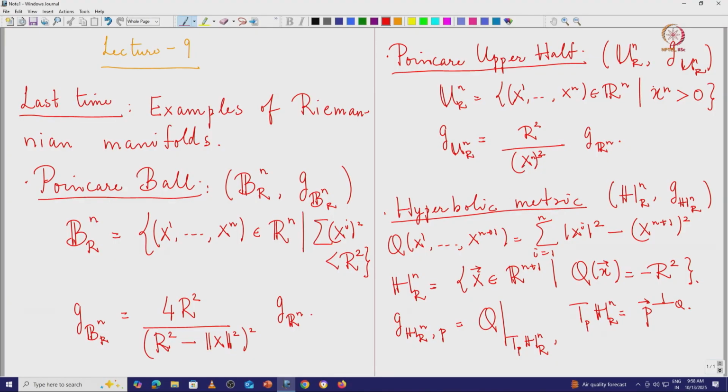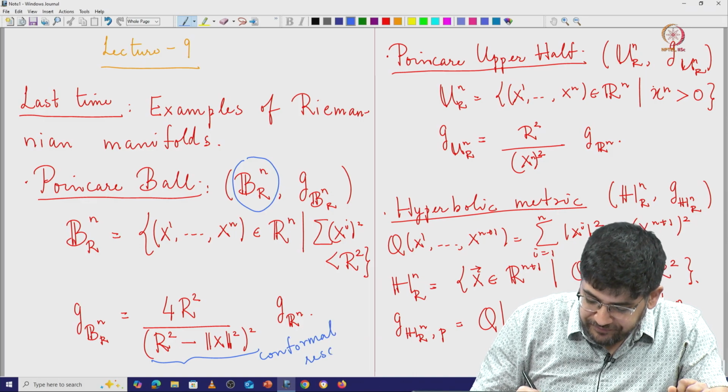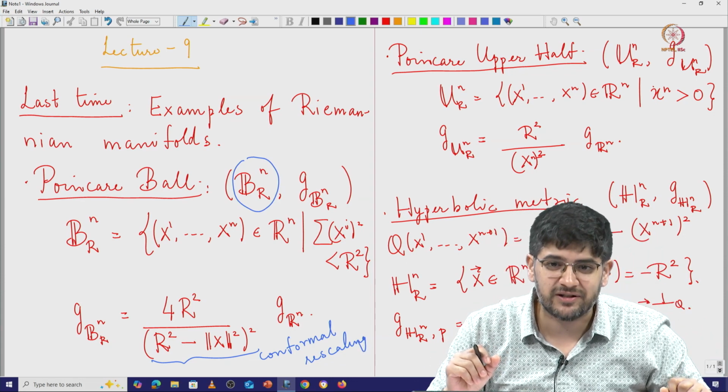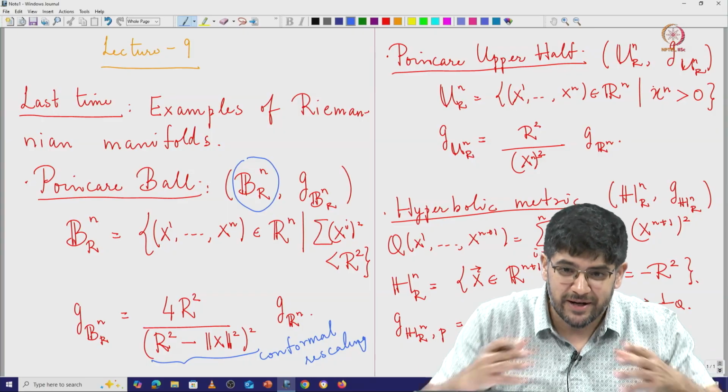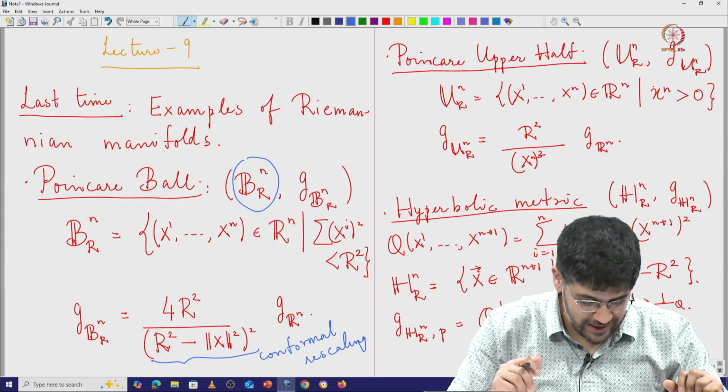So the first one is the Poincare ball. So as a manifold, it's basically just the open ball of radius r sitting inside Rn, and the metric that you define on it is basically just a conformal rescaling of the Euclidean metric. Right, so you take the Euclidean metric and you multiply that by a positive function, you get another Riemannian metric on this open subset of Rn. That's called the Poincare ball metric.